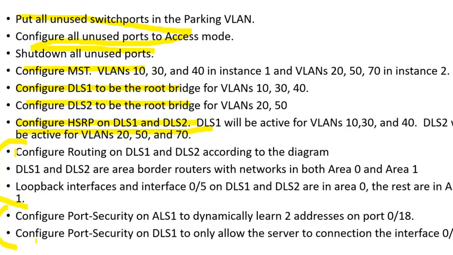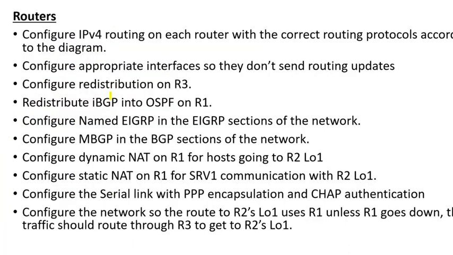All right, so we did end up configuring the routing. This is just all information about the routing and the port security. Now we're on to routers. Configure IPv4 routing on each router with the correct routing protocols according to the diagram. Configure appropriate interfaces, redistributions, all kinds of good stuff here. According to the diagram, we have OSPF, BGP, and EIGRP running.